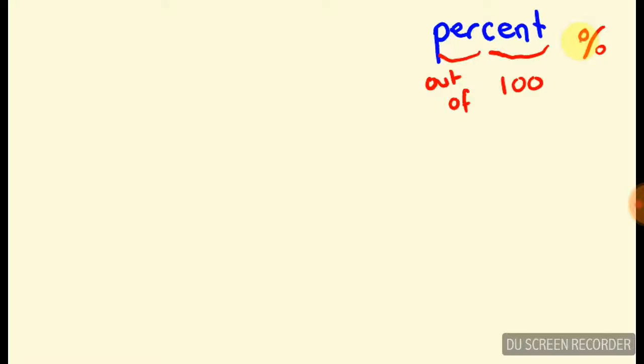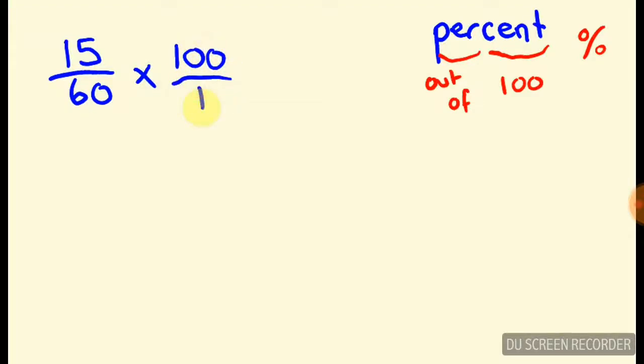So let's say, for example, we want to work out what is 15 out of 60. We want to work out what this is as a percentage. Now, the easiest way of doing this is, this means 15 divided by 60. I think some people get thrown by this line here. What we do is we get this number here and we times it by 100 over 1. And this is how we change it into a percentage.